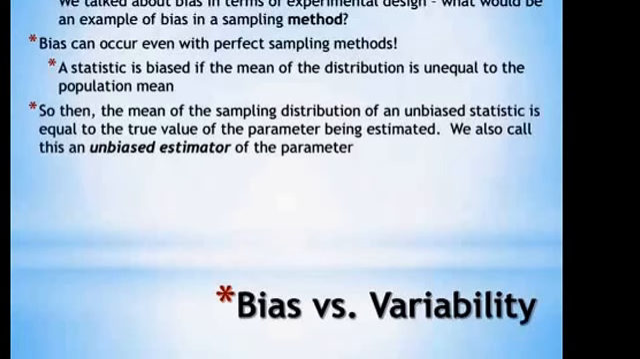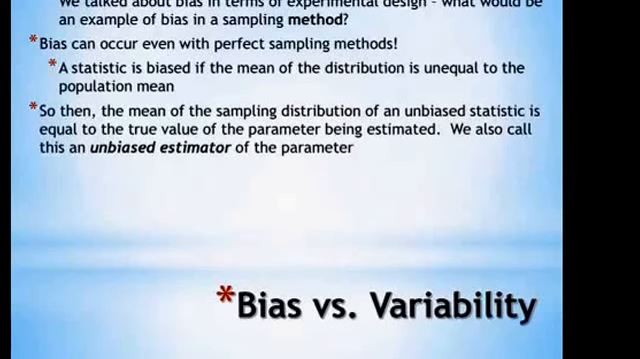Remember, we could also be biased in how we sample. We might not represent all the data, everybody that's in the population. But that's not what I'm talking about here when we're talking about bias in a sampling method. Bias can occur even with perfect sampling methods. So everything through the sample was correct. There was no bias in how they sampled their data. A statistic is biased if the mean of the distribution is unequal to the population mean.